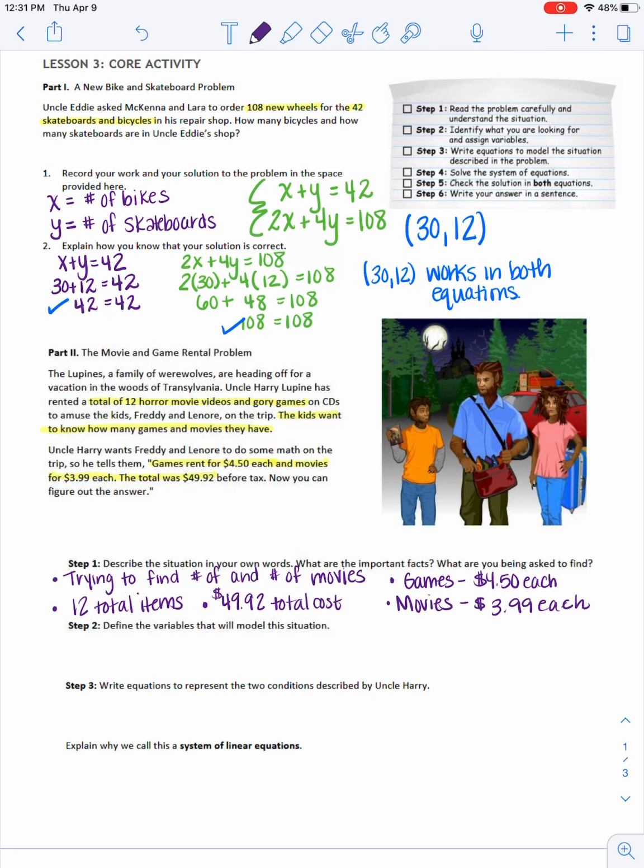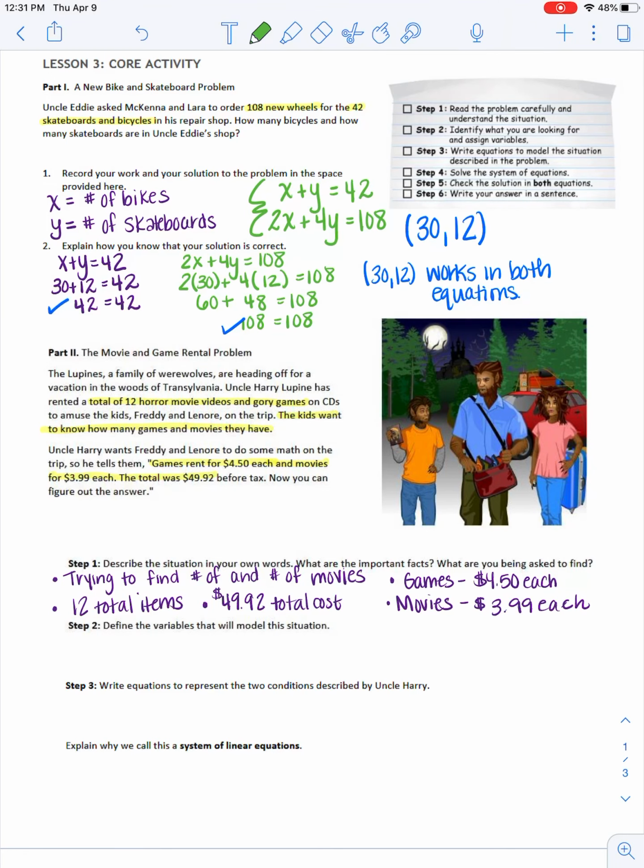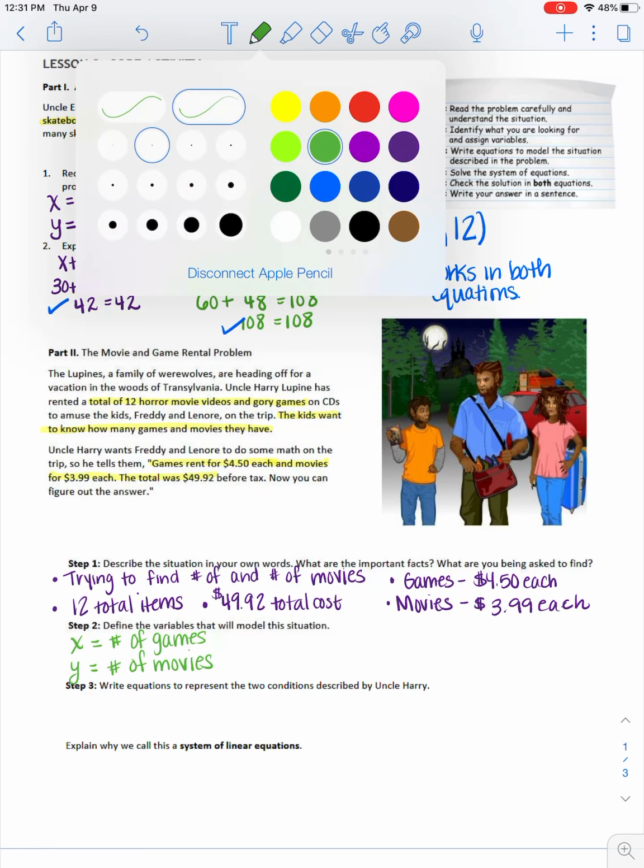and write our system. So we're going to start by defining our variables. So what do we want to make x and what do we want to make y? So let's make x the number of games. And let's make y the number of movies. And we're going to put that into a system.